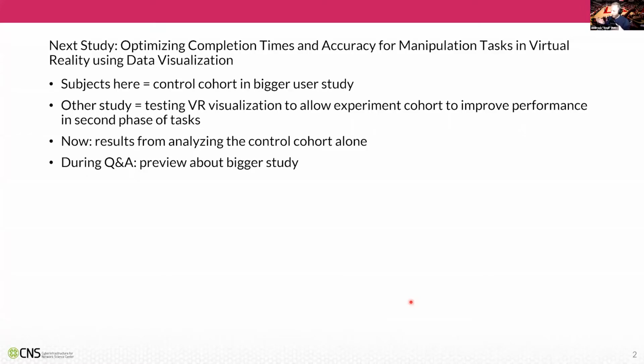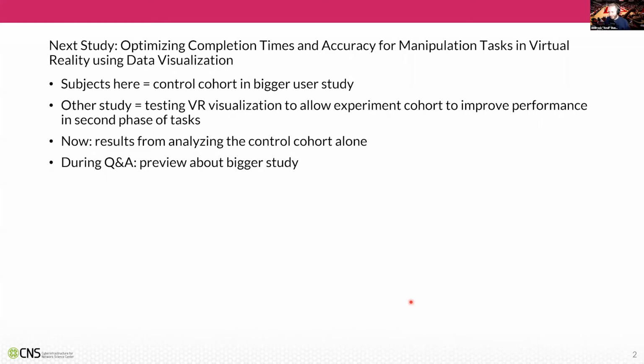Just one word in advance. This is one user study that we did, but there is another study where we talk about optimizing these completion times and the accuracy. That is going to be a different talk at some point in the future. The subjects that we talk about here today are the control cohort of the much bigger user study. This other user study that we do not cover today, but that we also collected all the data for, is about testing VR visualizations to allow an experiment cohort to improve their performance in the second phase of the tasks. So now we're going to show the results only from analyzing the control cohort.